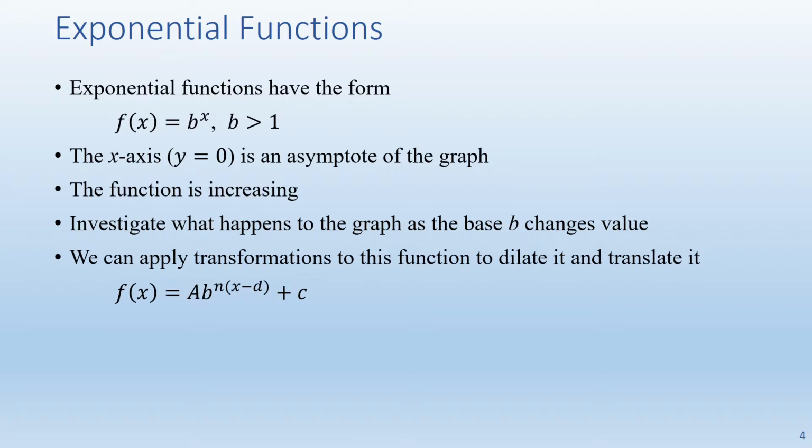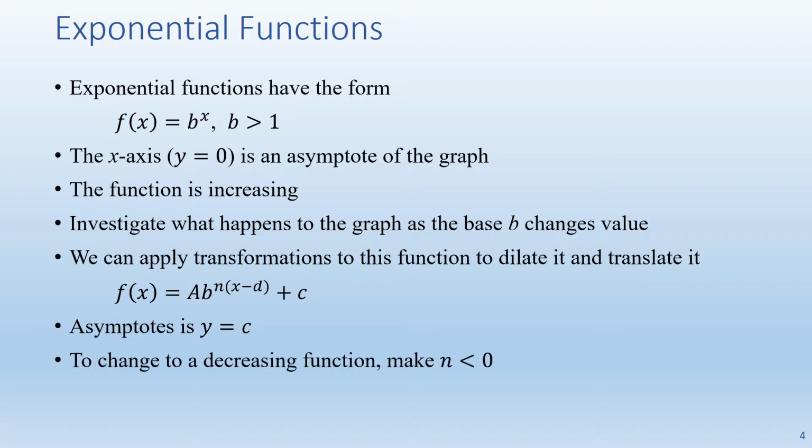So we can change the equation to this, where the a is dilating in the y direction, the n is your compression factor in the x direction. Let's move d units to the right and c units up. So that means our asymptote is also moved c units upwards, so it'll become y equals c instead of y equals 0.